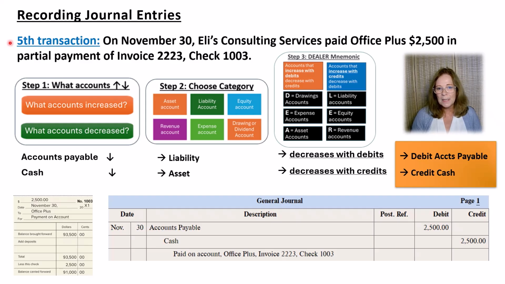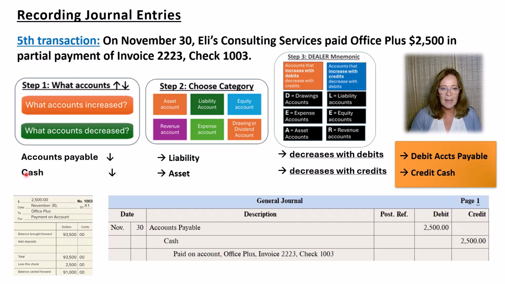For our fifth transaction, Eli's Consulting Services paid Office Plus $2,500 as partial payment of invoice number 2223, check 1003. In this case, we have the original invoice from Office Plus for $6,000 as support, but we would also need a copy of the check, or the Zelle or Venmo payment record would be good additional support.